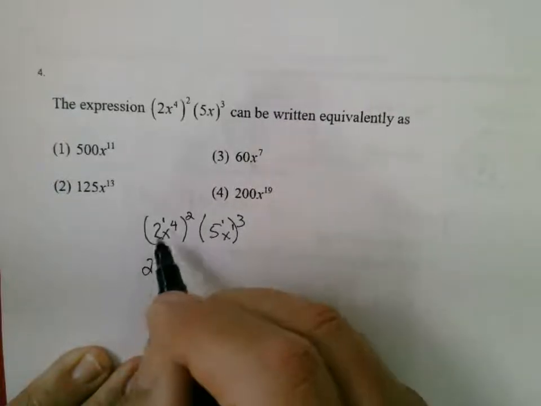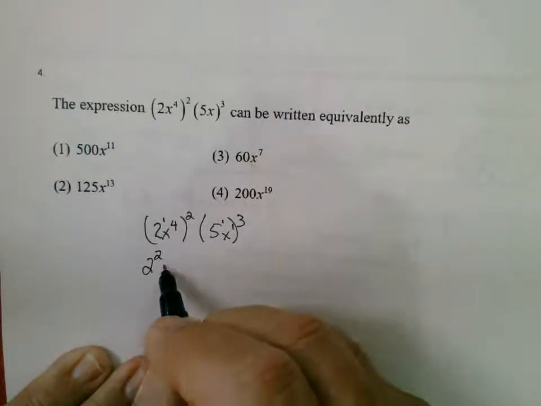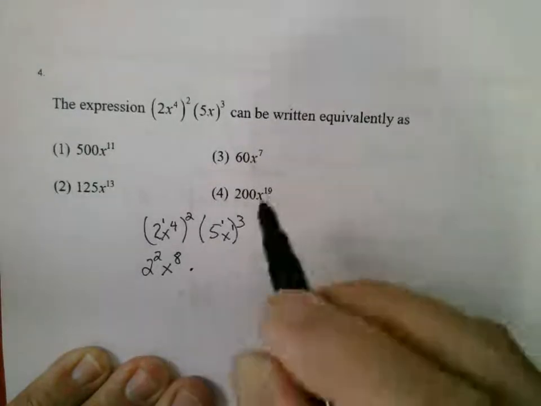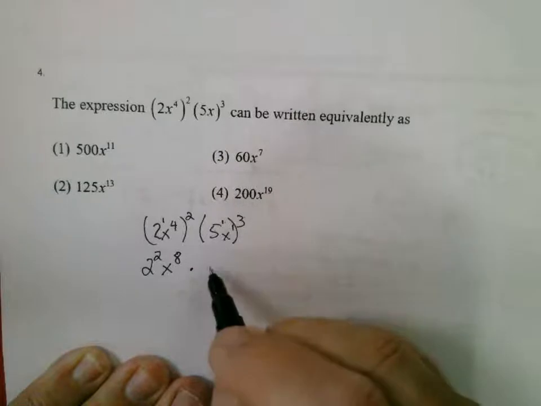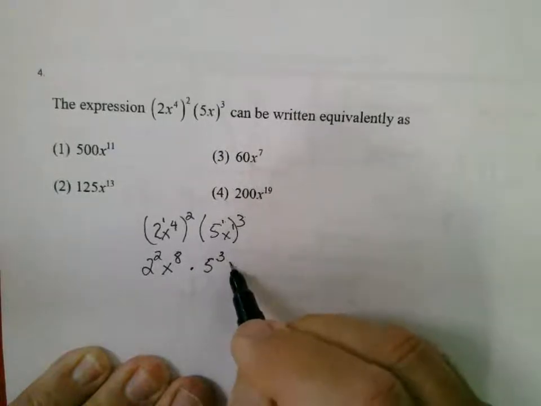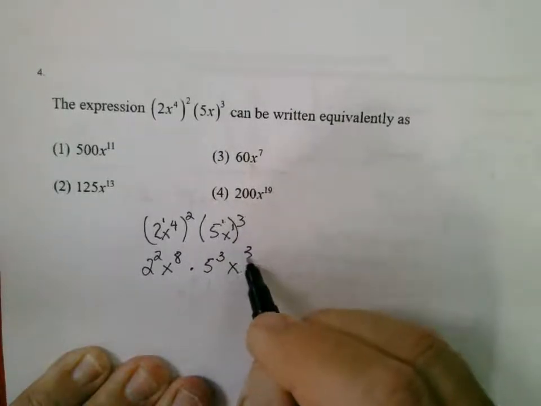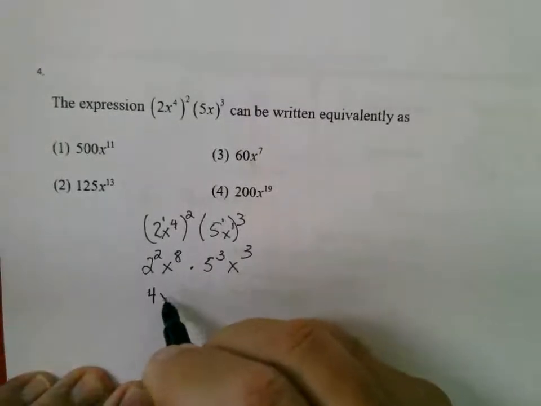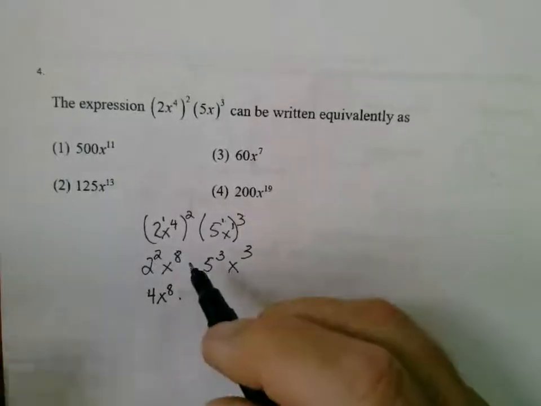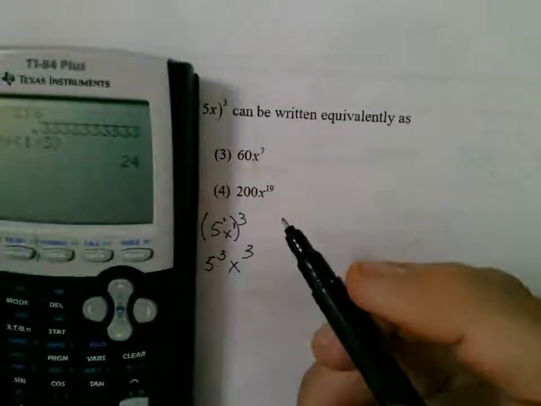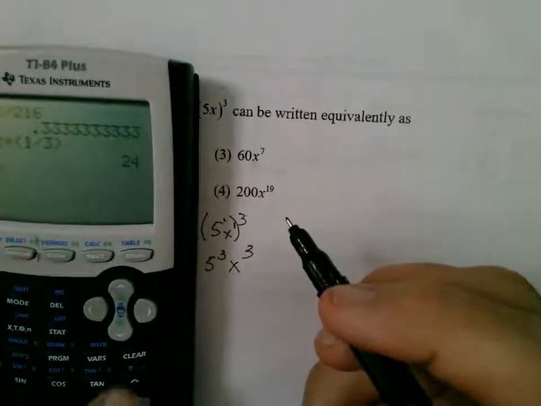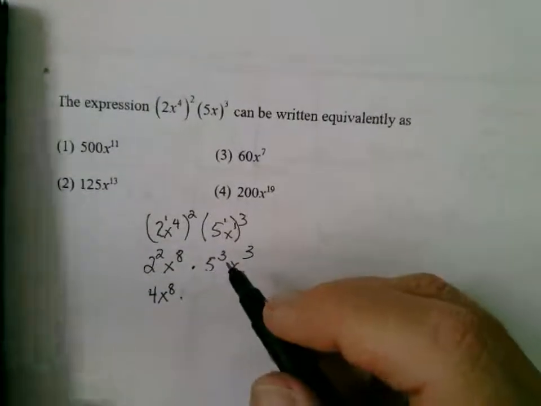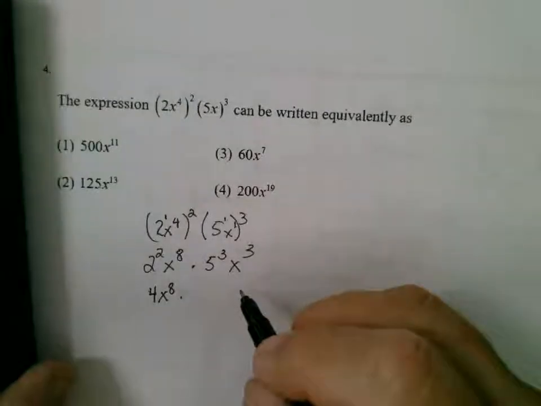So 2 raised to the 1 times 2 is 2. x to the 4 times 2 is 8. 5 to the 1 times 3 is 5 to the third. And x to the 1 times 3 is x to the third. If we raise 2 to the second, this is 4x to the eighth. If you don't know what 5 cubed is, take out your little calculator, 5 raised to the third power, and you get 125.